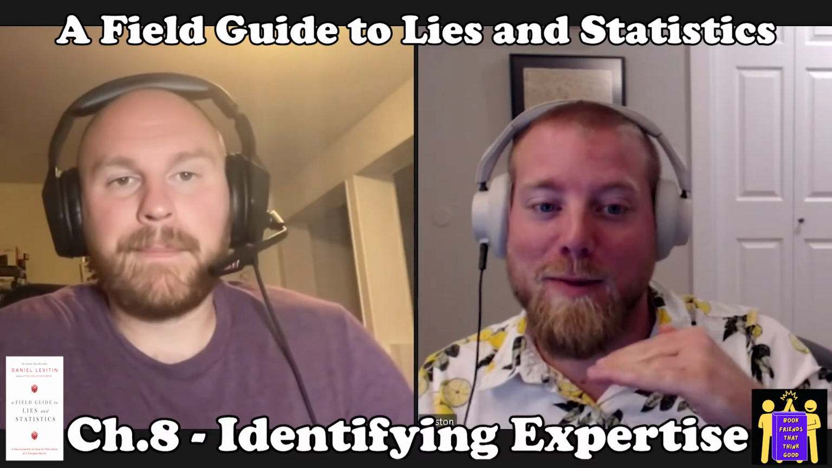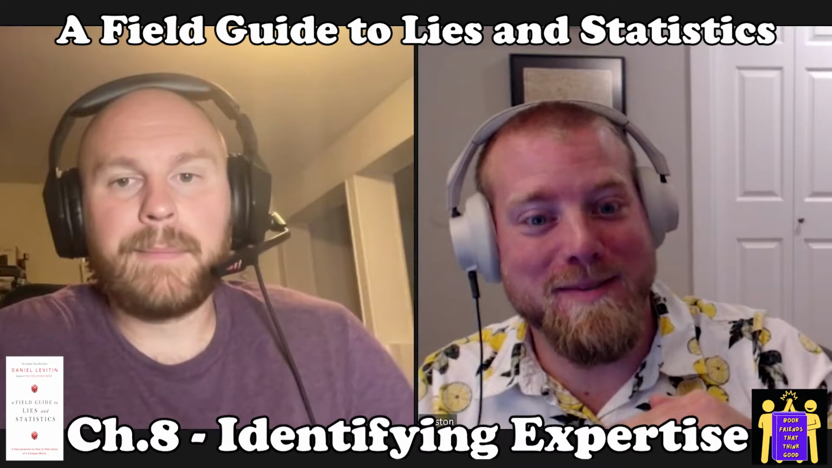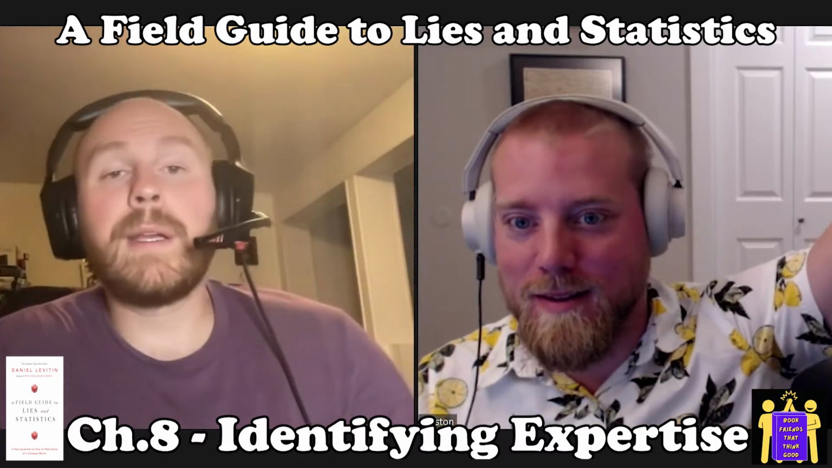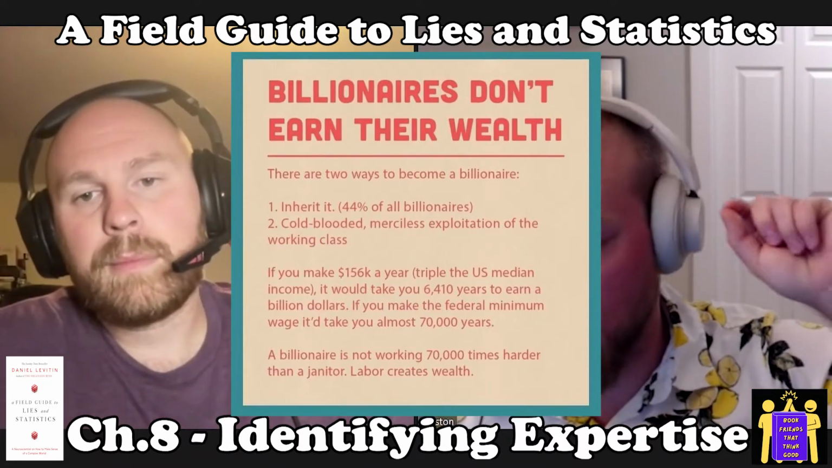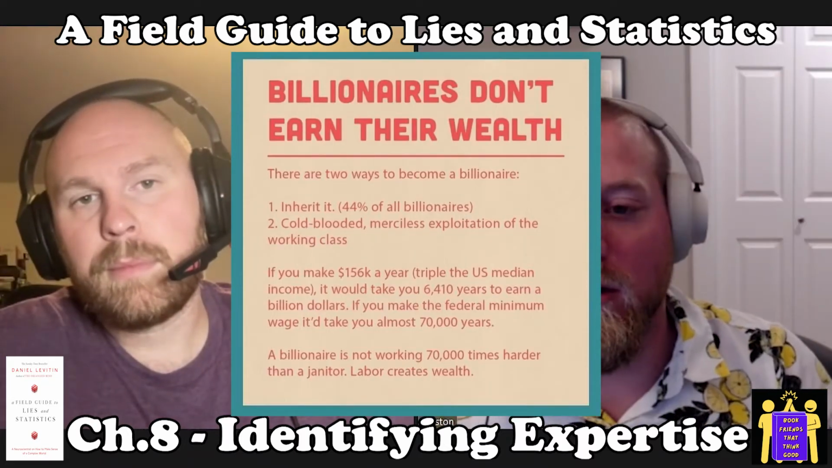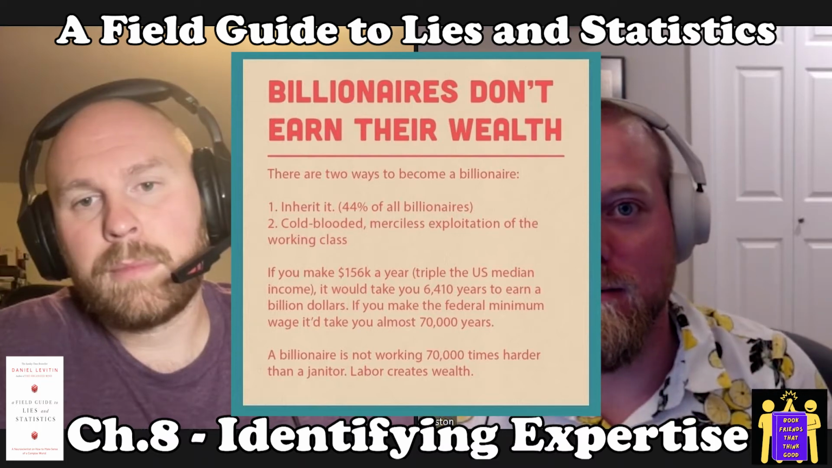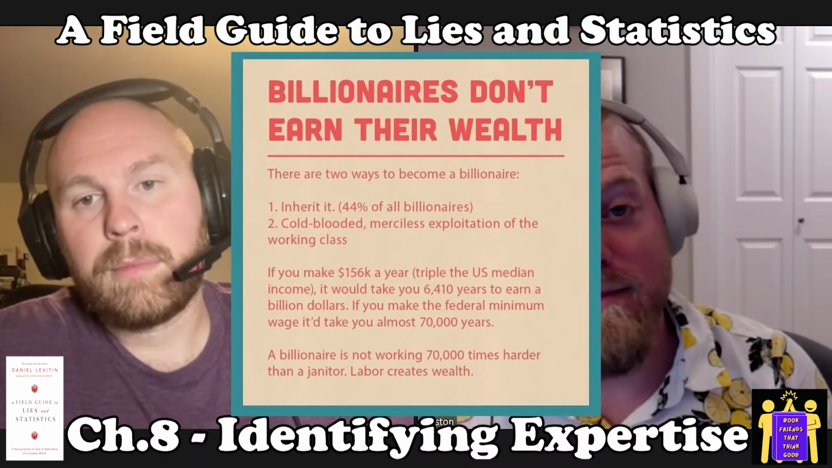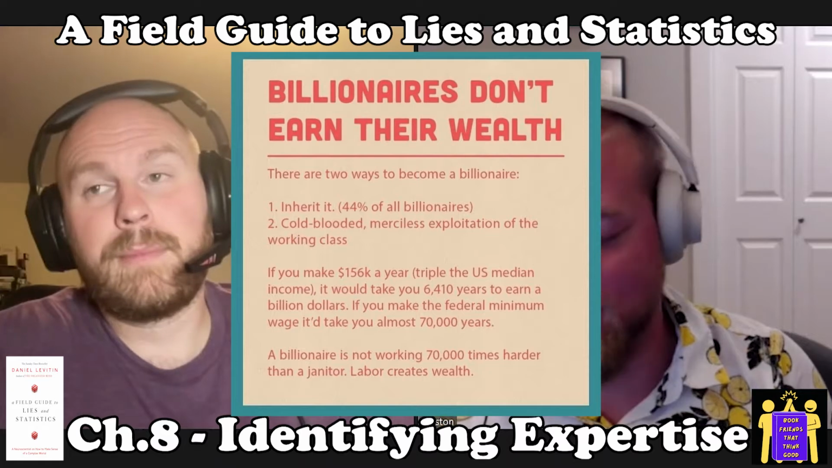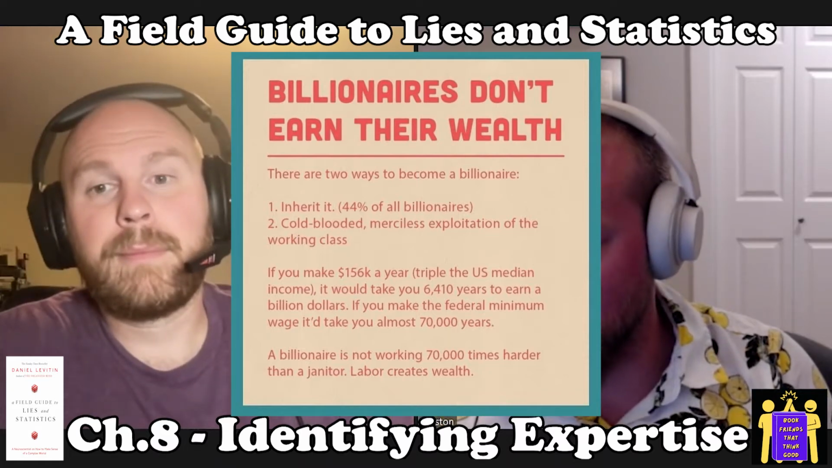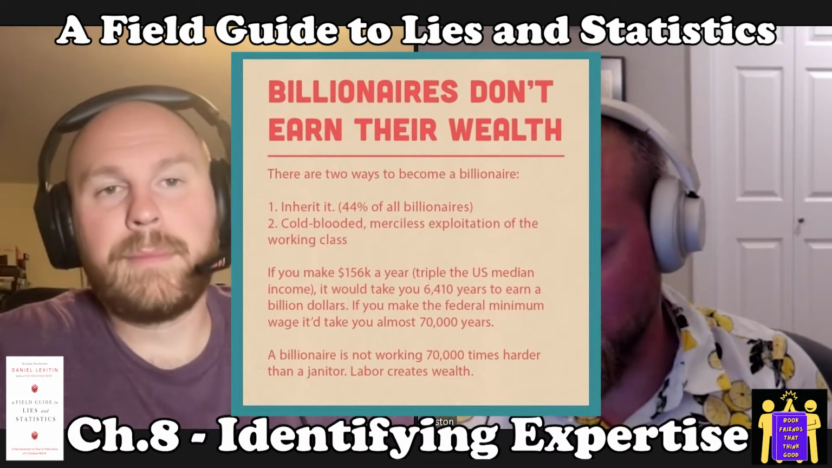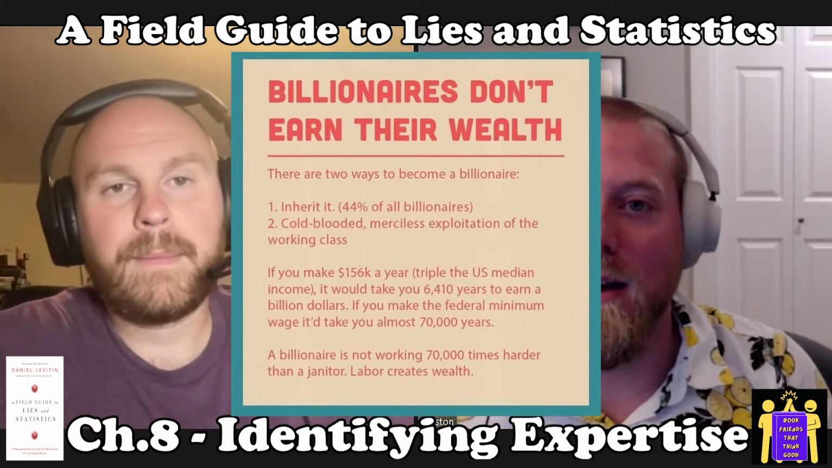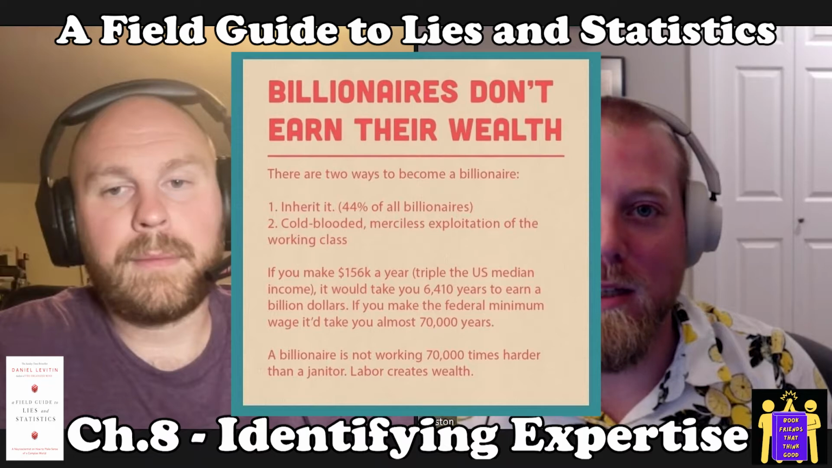There's definitely a set number at the bottom. You can make zero. But anyways, if you make $156,000, it would take you 6,410 years to earn $1 billion. Think about that, dude. If you make the federal minimum wage, it would take you nearly 70,000 years to make $1 billion.